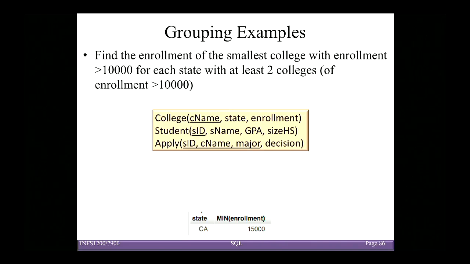All right, let's do one more grouping example. Just as a reminder to refresh your memories from last week, I want you to write a query that will find the enrollment of the smallest college with enrollments larger than 10,000 for each state with at least 2 colleges that have enrollment of higher than 10,000.